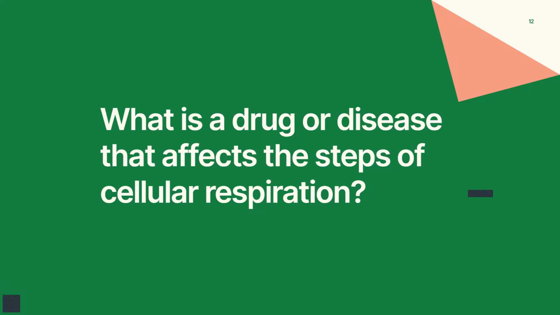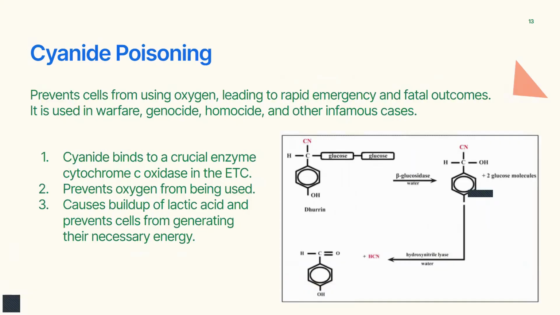What is a drug or disease that can affect the steps of cellular respiration? The answer is cyanide. Cyanide prevents the cells from using oxygen, which leads to rapid and fatal outcomes. It is used in warfare, genocide, homicide, and many other infamous cases. The way cyanide works is it binds to a crucial enzyme in the ETC called cytochrome c oxidase. That prevents oxygen from being used, causes a buildup of lactic acid, and prevents cells from generating their necessary energy.